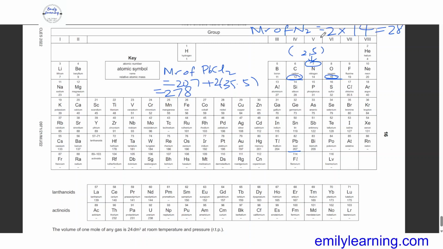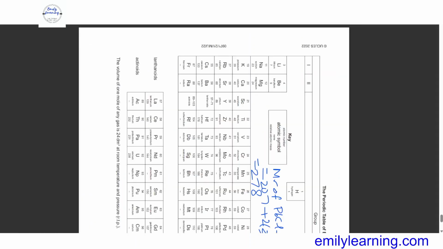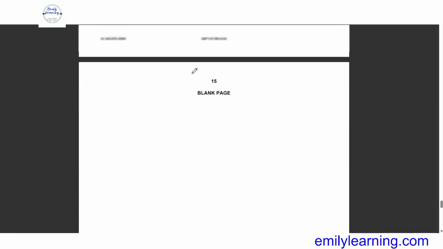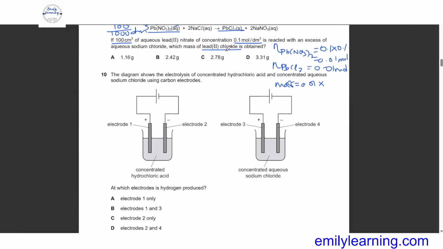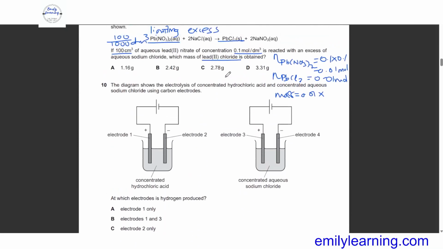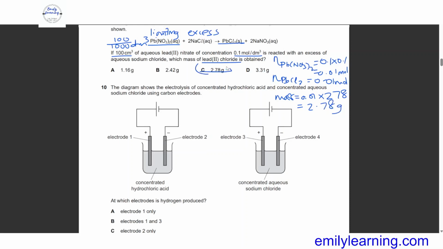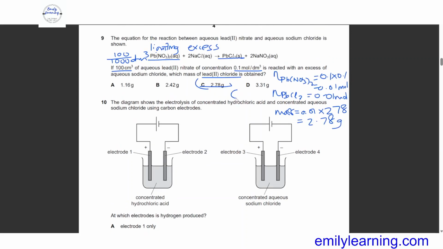Okay, so now going back to our question. I know that the Mr is 278. So I will take the number of moles, which is 0.01, times 278, which will give me 2.78 grams. So the answer for question 9 here is C. The mass of lead(II) chloride obtained is 2.78 grams.